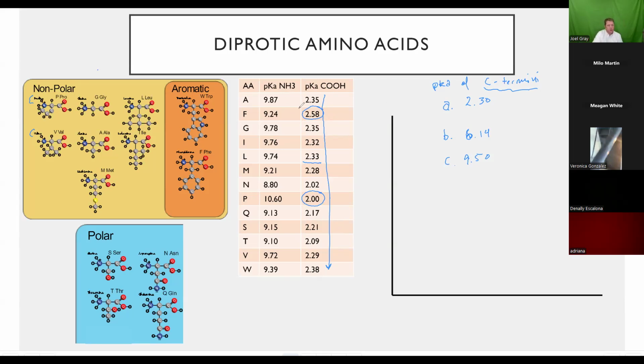Then your N termini, the amino group on the left-hand side of your molecule, range from about 8.8 to 10.6. These have a little bit more of a broad range, but I still want you to have a sense of where that is. So my question would be something like: your pKa value for an amino group on an amino acid would be 1, 3, 9, 14.